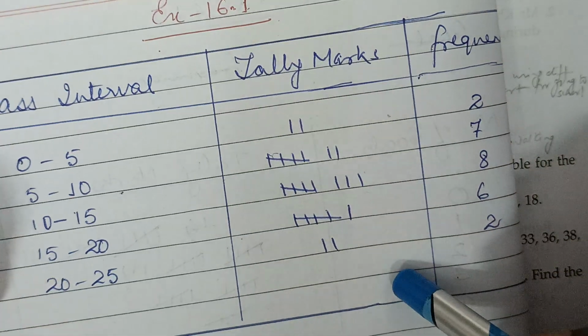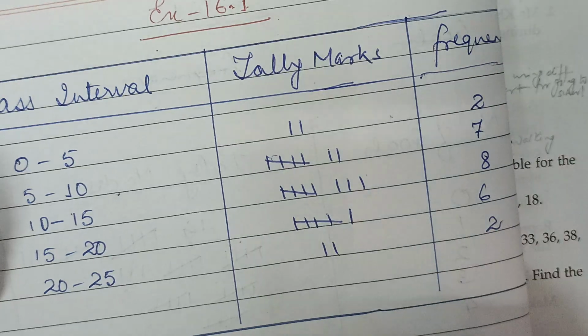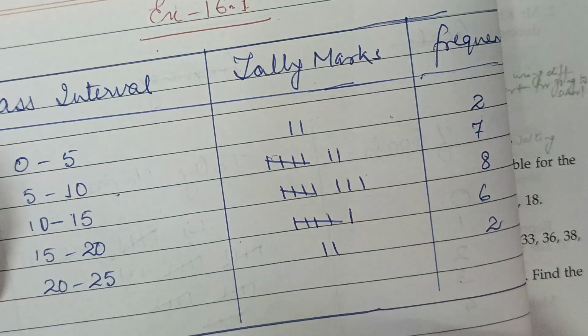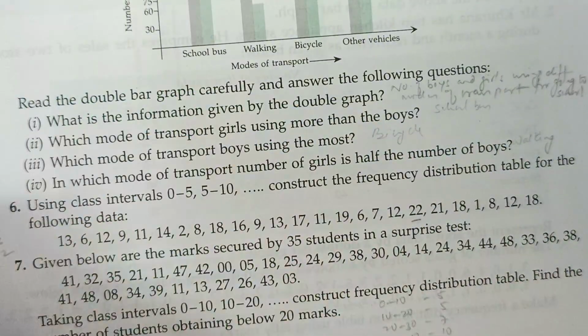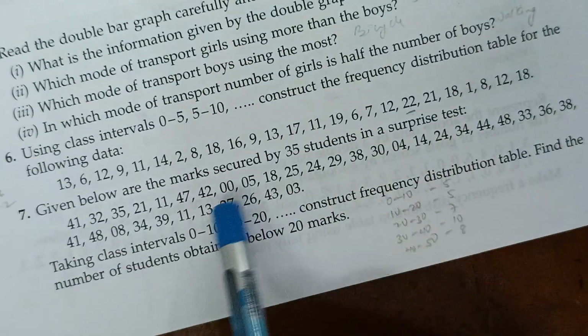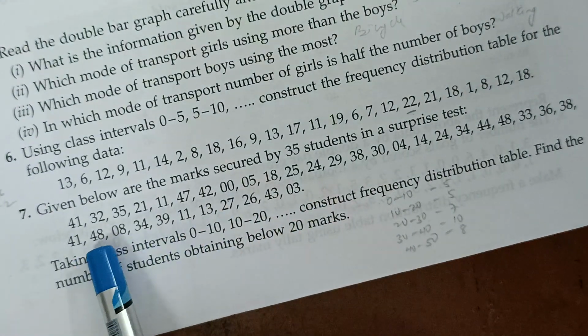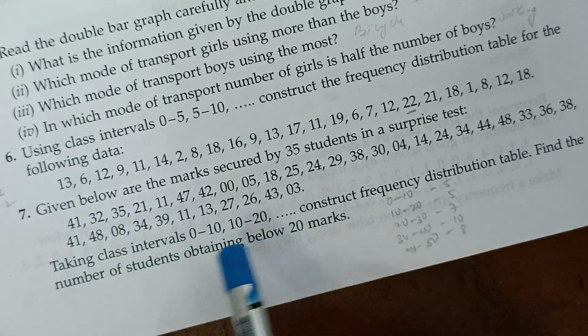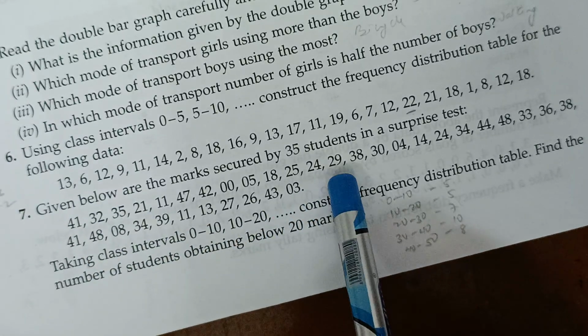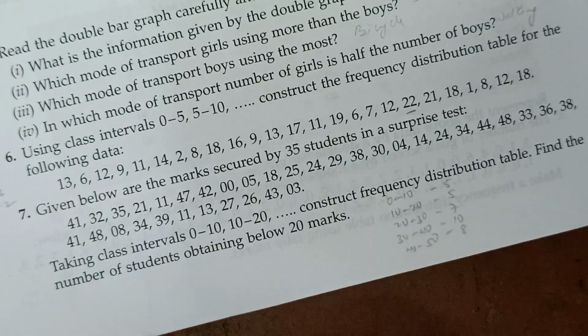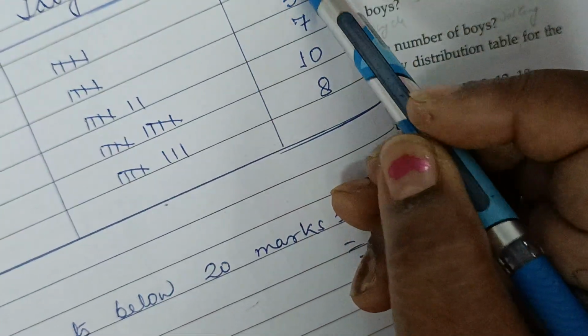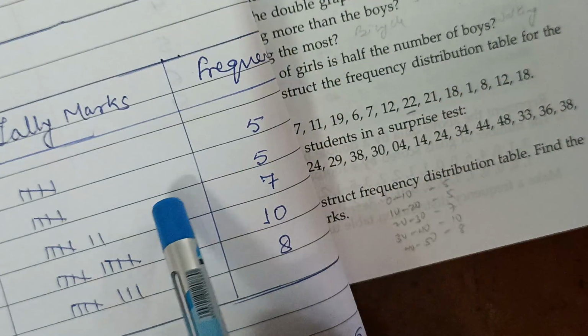The same question is question number 7 also. Here the interval given is 0 to 10. So you have to see what is the maximum number over here. When you see, you will find that 48 is maximum, so we will go till 50, isn't it? 0 to 10, 10 to 20, 20 to 30, 30 to 40, 40 to 50, okay. When we found out, between 0 to 10 the number of students was 5.